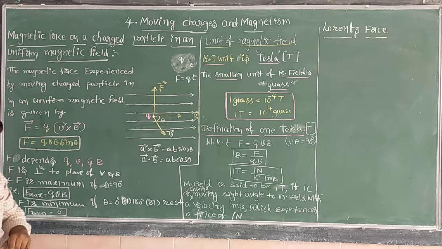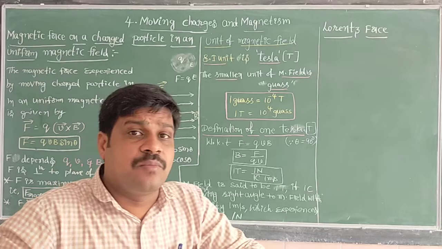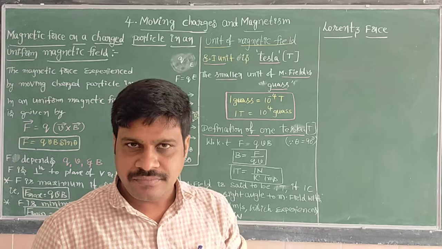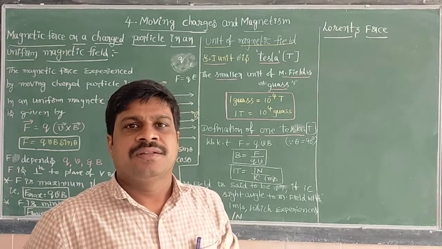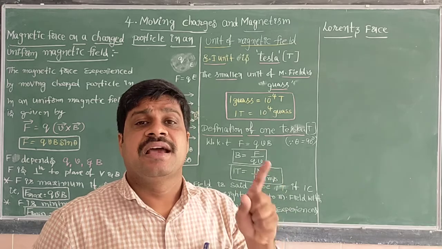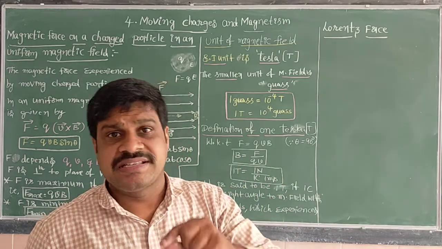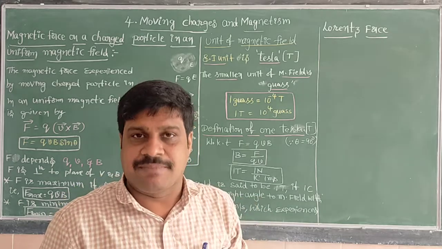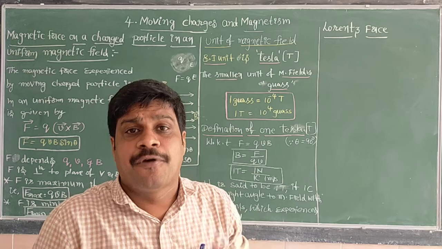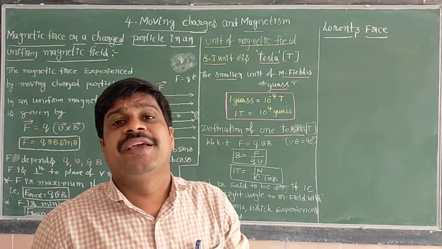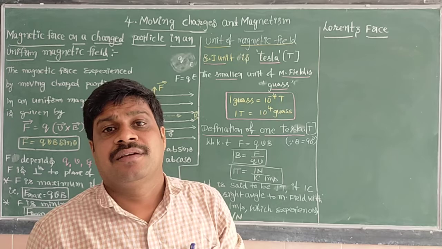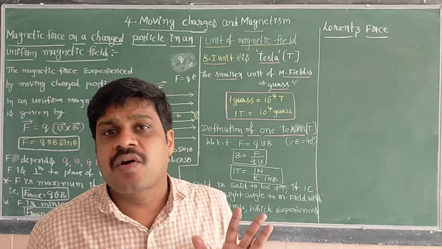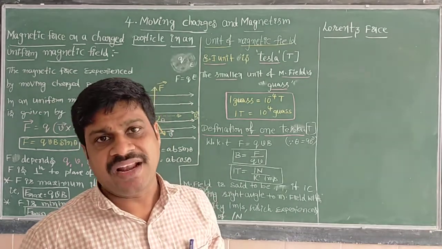Suppose the charged particle is moving in a combined electric and magnetic field. Then the charged particle experiences electrical force and magnetic force at a time. The sum of the electrical and magnetic force experienced by the charged particle due to the combined electric and magnetic fields is called the Lorentz force.